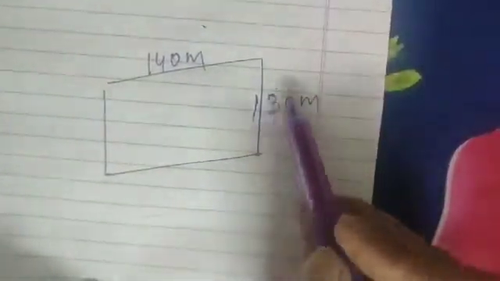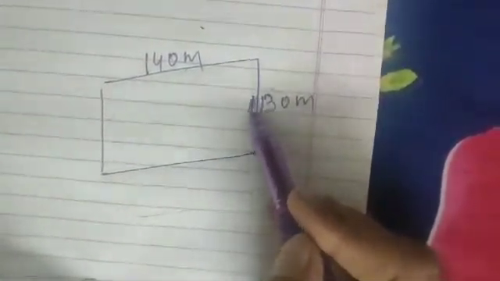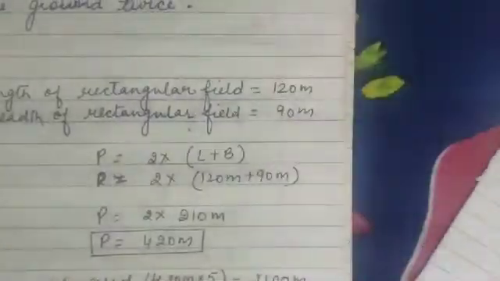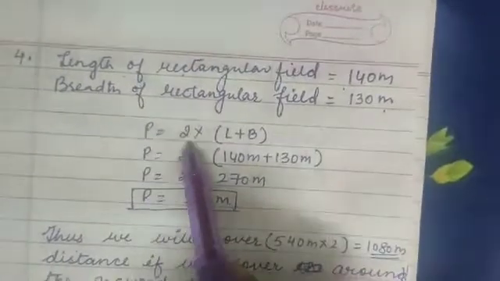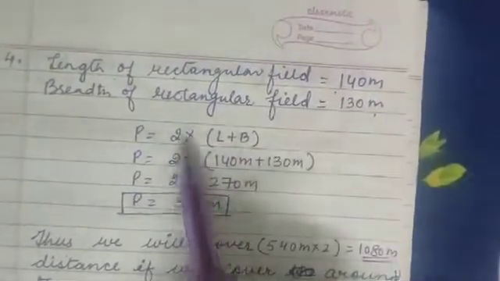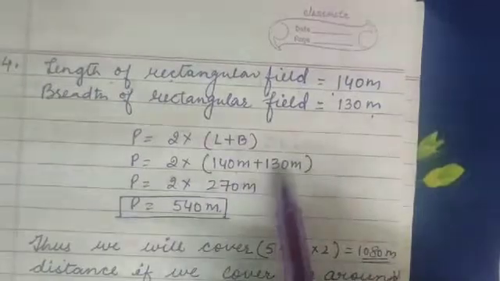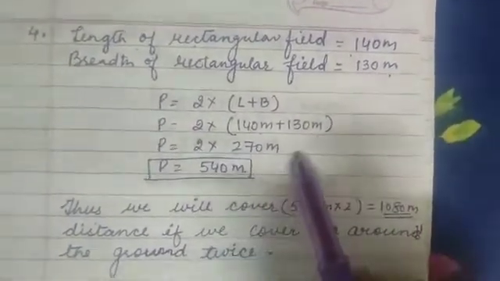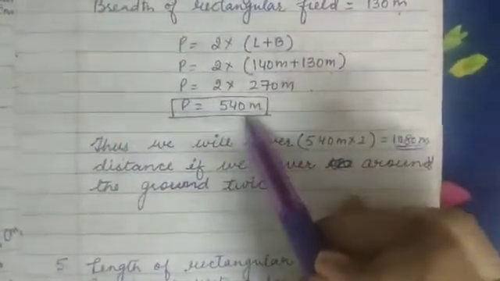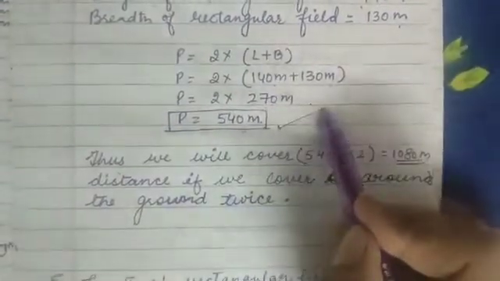First of all, we need to know what is the perimeter of the ground. So the perimeter of the ground: this is the length, this is the breadth. And the perimeter formula is 2 multiply length plus breadth, that is 2 multiply 140 meter plus 130 meter. So perimeter is equal to 2 multiply 270 meter. Perimeter is equal to 270 multiplied by 2, 540 meter. This is the perimeter of the ground.